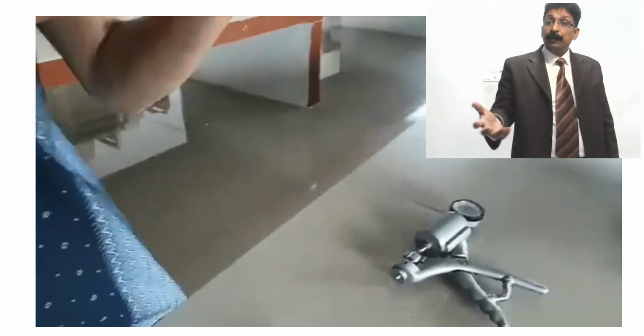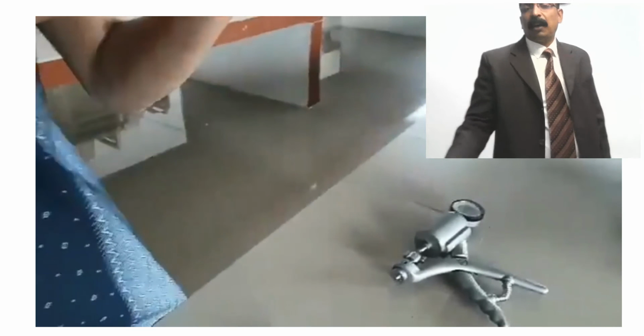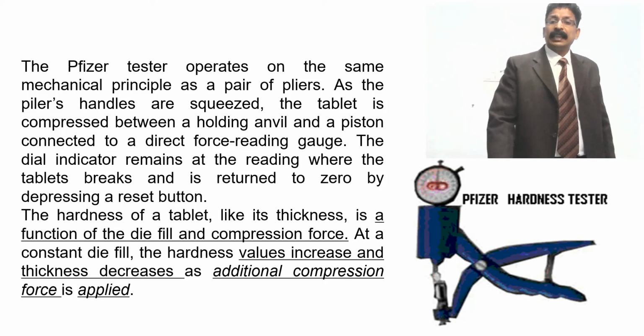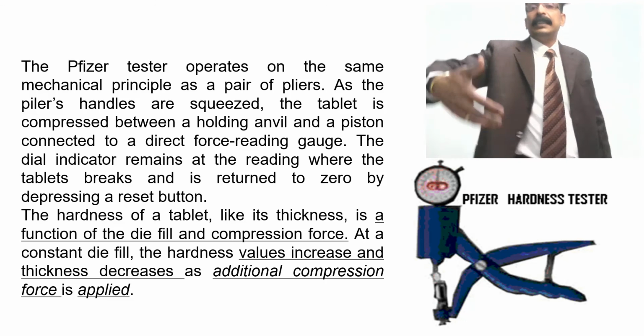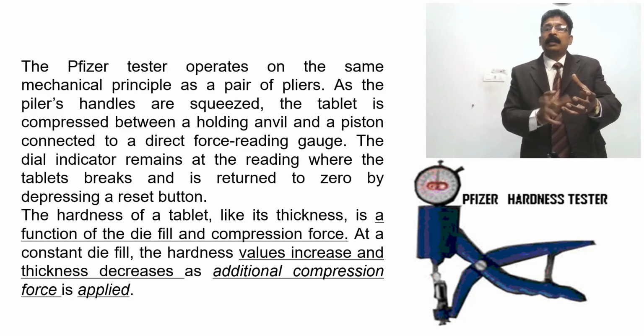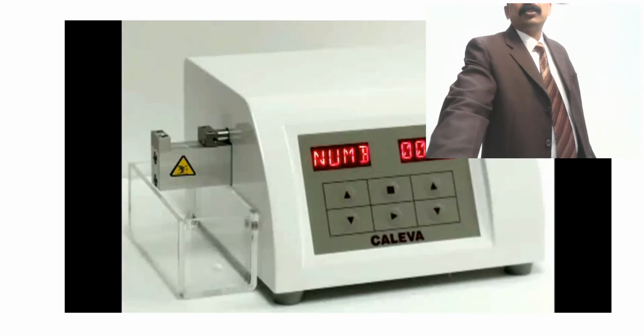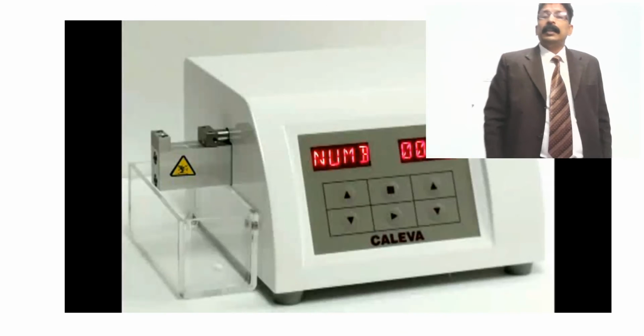If it is below 1, then the hardness is soft, it is a very soft tablet, so it cannot withstand the pressure. And the Pfizer technique is the same thing, only it is just pressing. This is screwing in the Monsanto, and in the Pfizer we are just clipping. And this is also one, and this is the modern technique.